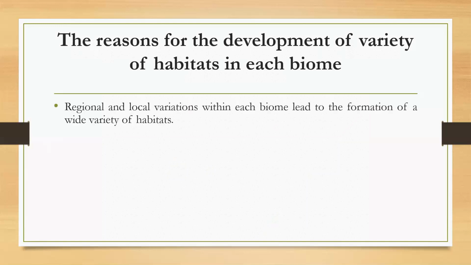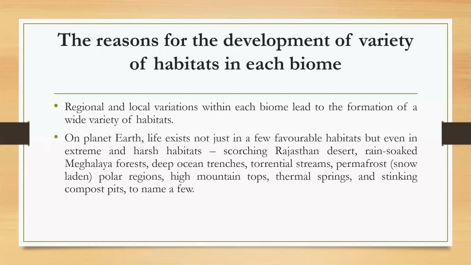That is mainly because regional and local variations within each biome lead to the formation of a wide variety of habitats. So in a particular biome, again, there is no uniformity in the precipitation. There is no uniformity in the chemical composition of the soil, and no uniformity in the temperature. So there are many differences. The regional and local variations found within a biome lead to the formation of wide varieties of habitats.